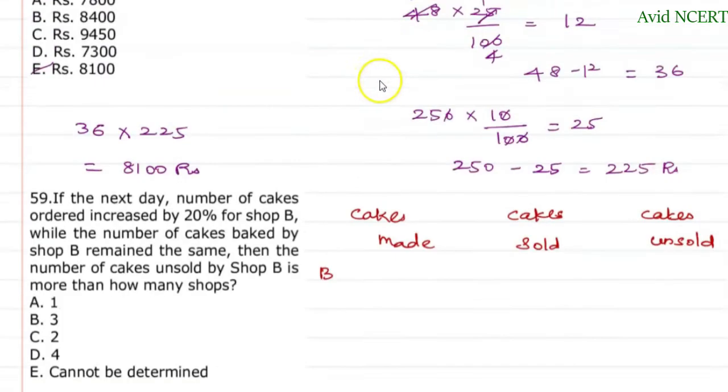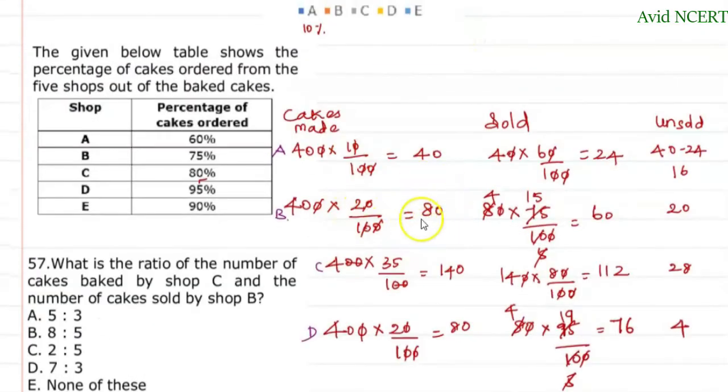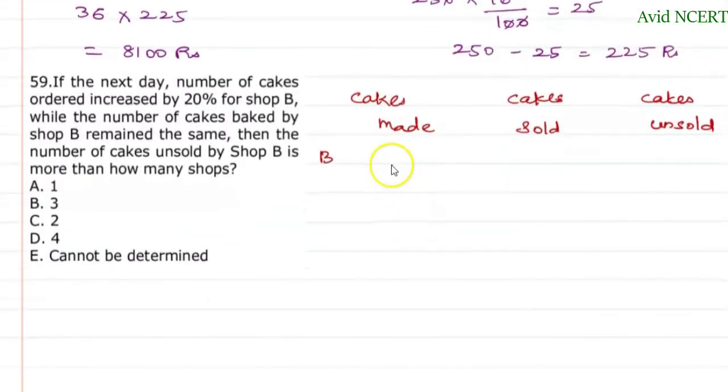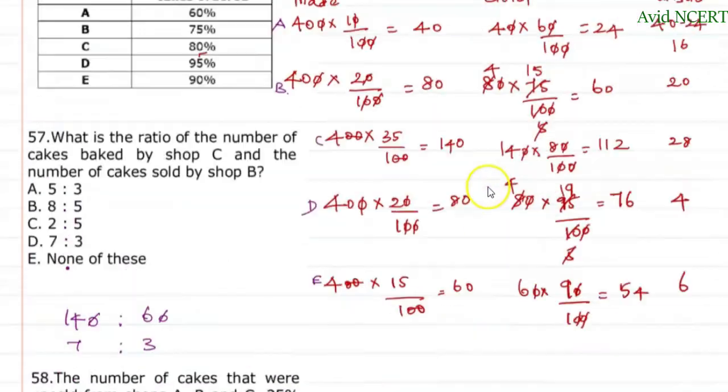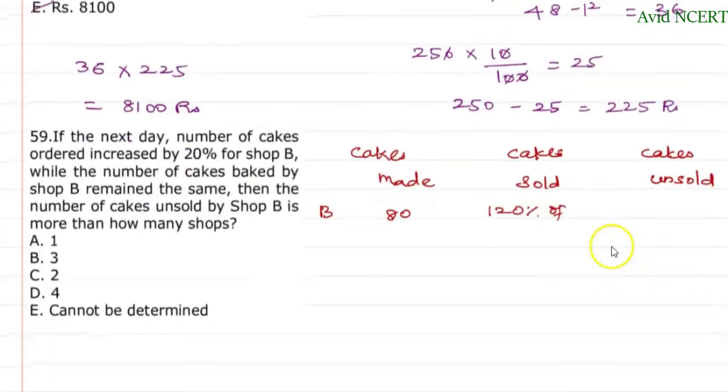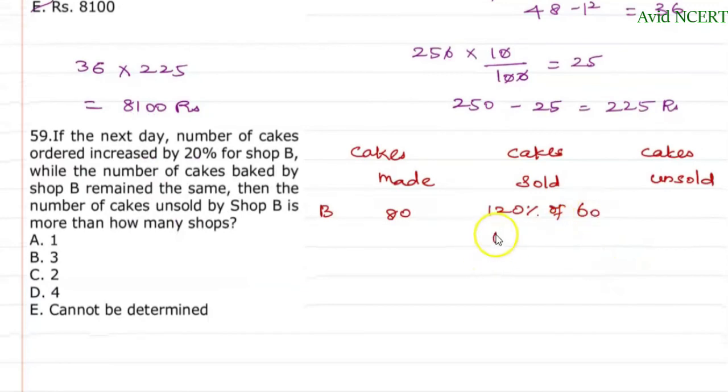So the cakes made by shop B is 80. So they remain the same. So it's just 80 as it is. So the number of cakes ordered increased by 20%, which becomes 120%. That is 100 plus 20% is 120% of whatever the cakes sold last time, which is 60. So 120% of 60 this time, which is 60 times 120 by 100. So the zeros get cancelled, 6 times 12 is 72. So the cakes unsold is 80 minus 72, the cakes made minus the cakes sold, which is 8.